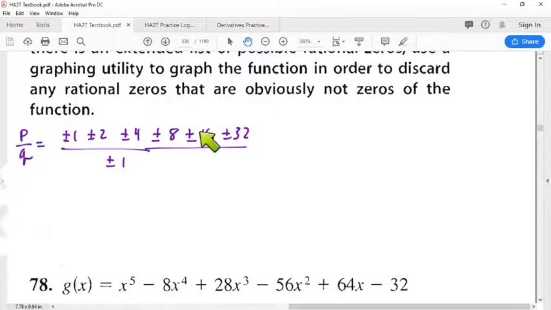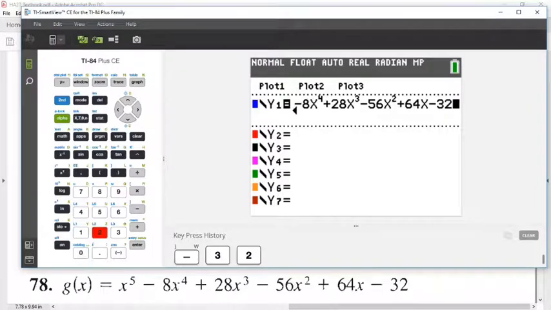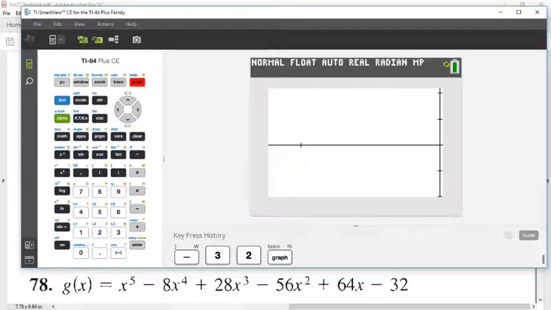So what we're going to do is graph it, just like it told us to, and then see if we can eliminate any of these. Like, see if we can say it's for sure not 32. We got it plugged into our graphing calculator, and I'm going to graph it. This window is non-existent. My window's all messed up.